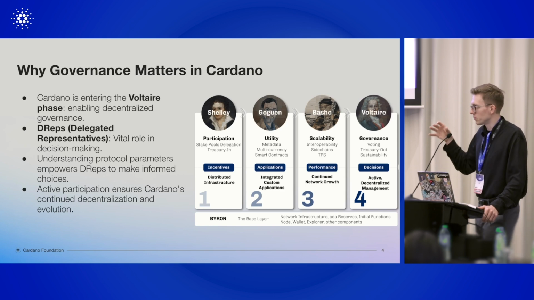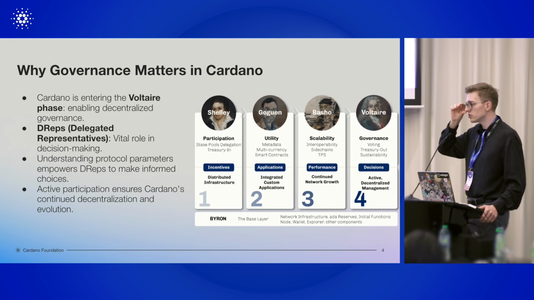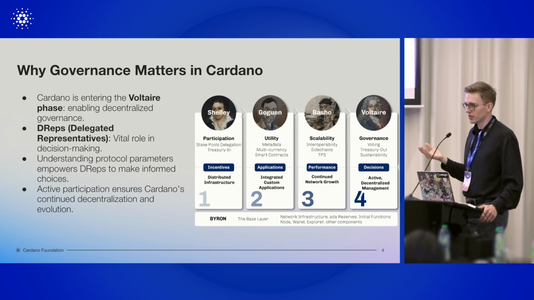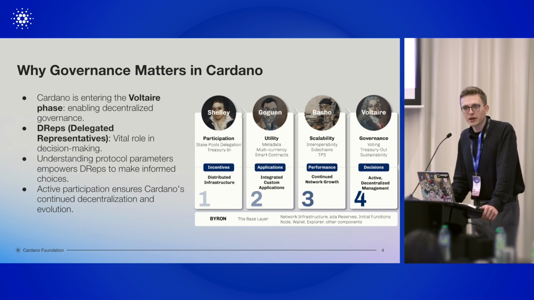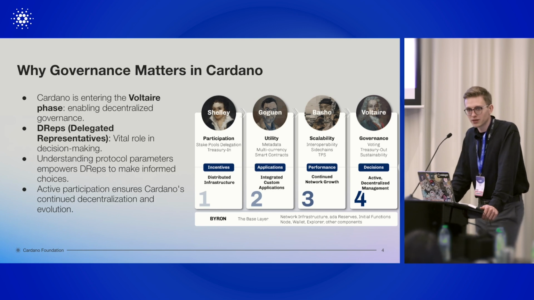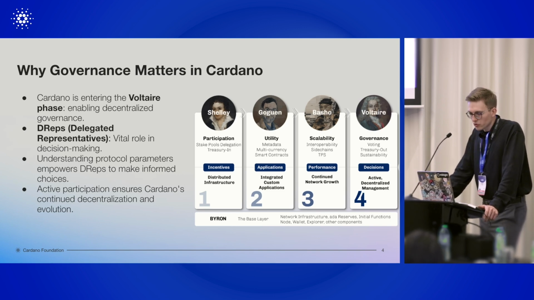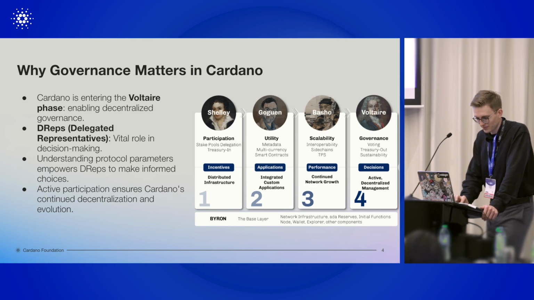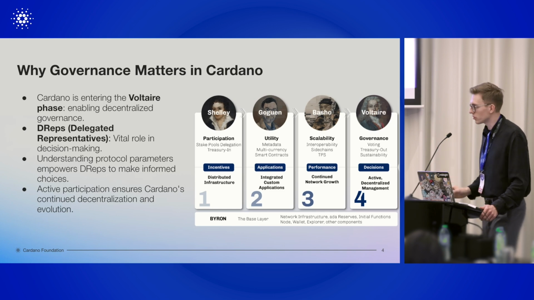And they're very important because this is the role that is basically voting on Cardano. These are the ADA holders who are deciding either to step up themselves and register themselves as DReps, or the ADA holders who are delegating to other DReps. So if you feel like someone else is representing you better, or there is a group potentially that's representing you better, then you can do that. And active participation in governance really ensures Cardano's continued decentralization and evolution. And understanding protocol parameters is key for DReps because this is one of the things that they need to understand when they vote on governance actions.